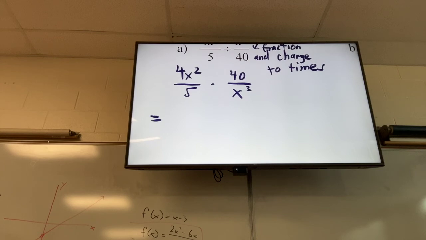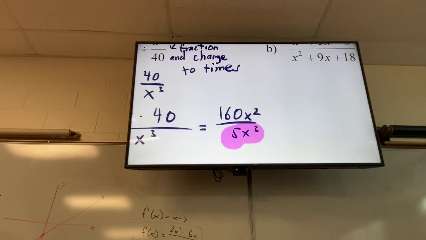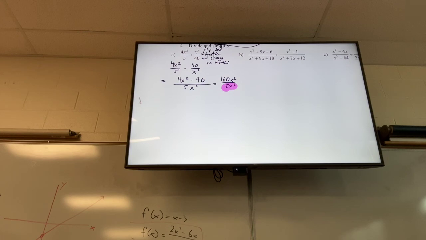So this is equal to 4x squared times 40 over 5x cubed. So we don't really have too much factoring to do, right? I guess I should say it's equal to 160x squared over 5x cubed. What is our excluded value going to be? So we set the denominator equal to 0. We write the bottom equals 0. Okay, that gives us x equals 0 is excluded.